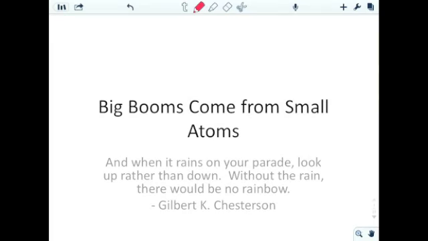All right, we're looking at the lecture Big Booms Come from Small Atoms. The quote we have is, "And when it rains on your parade, look up rather than down. Without the rain, there would be no rainbow."